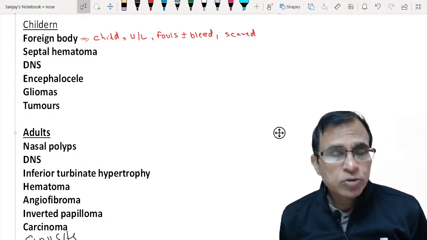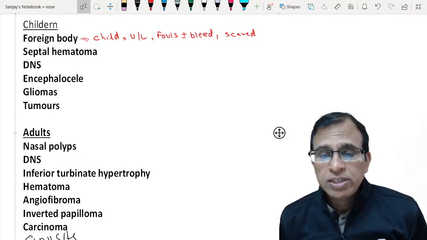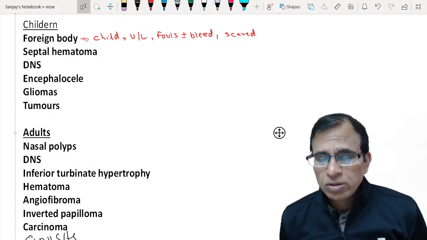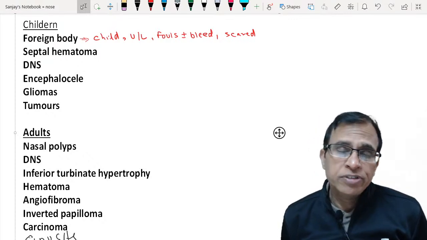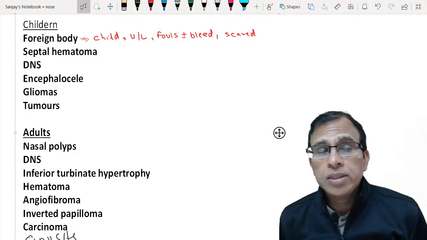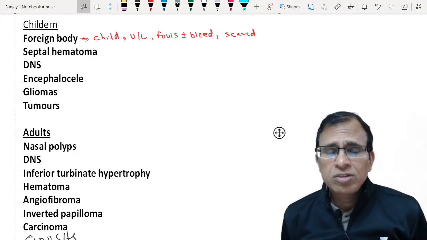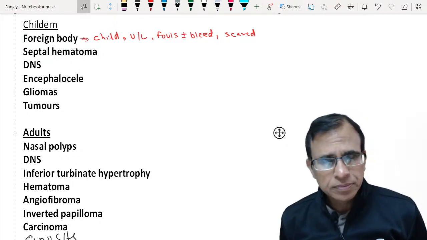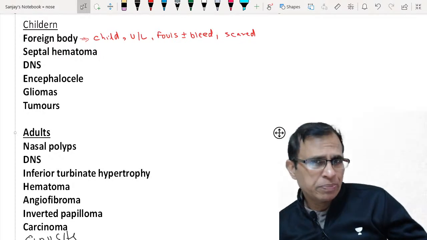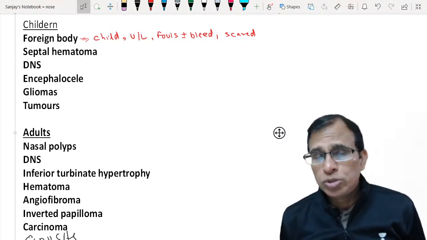In most cases, if you do a rhinoscopy, you can see the foreign body. Sometimes, I told you, when the kids try to remove it themselves, they only push it further and further deep inside, and sometimes you cannot see them. So you may have to do endoscopic examination. Now, X-ray will not show. Most of the foreign bodies are non-metallic. It could be just a piece of paper, and these things cannot be seen on X-ray. So X-ray is in most cases useless.